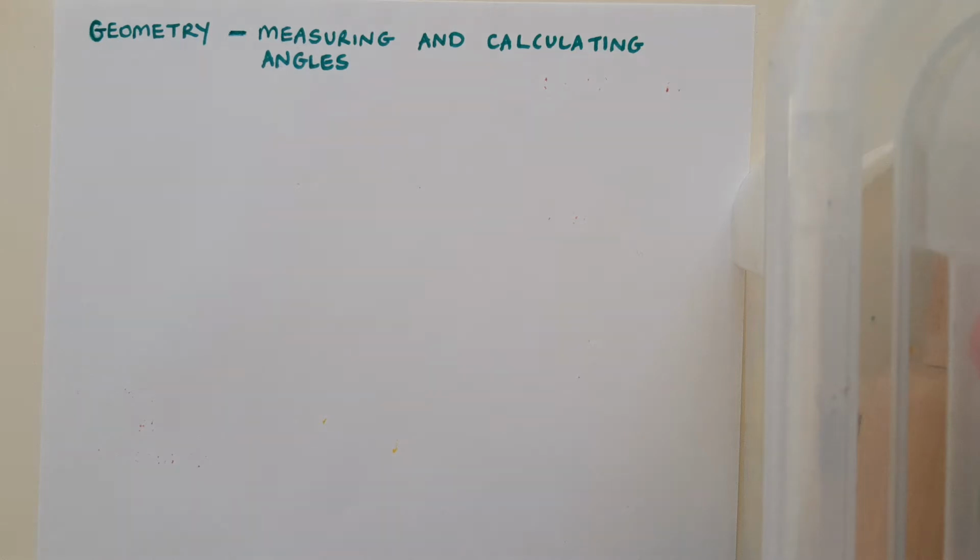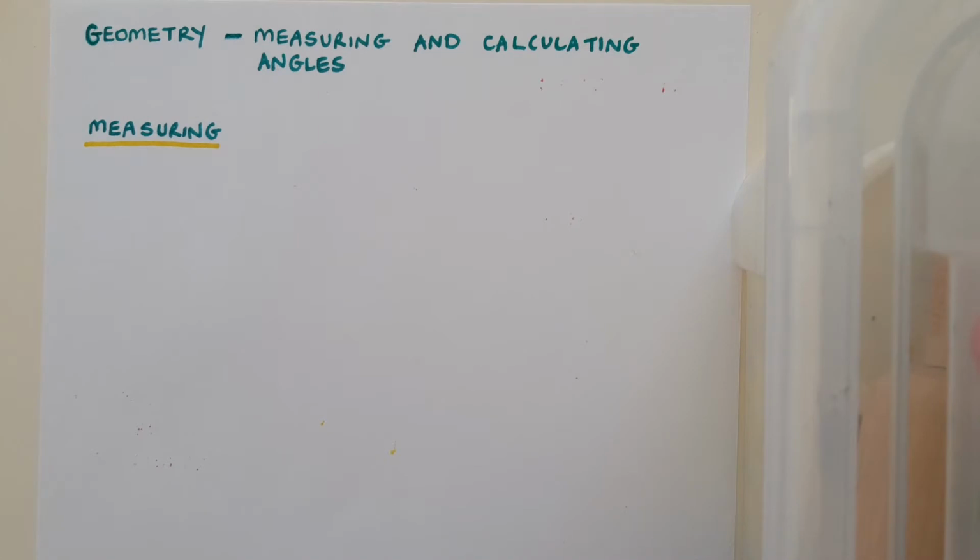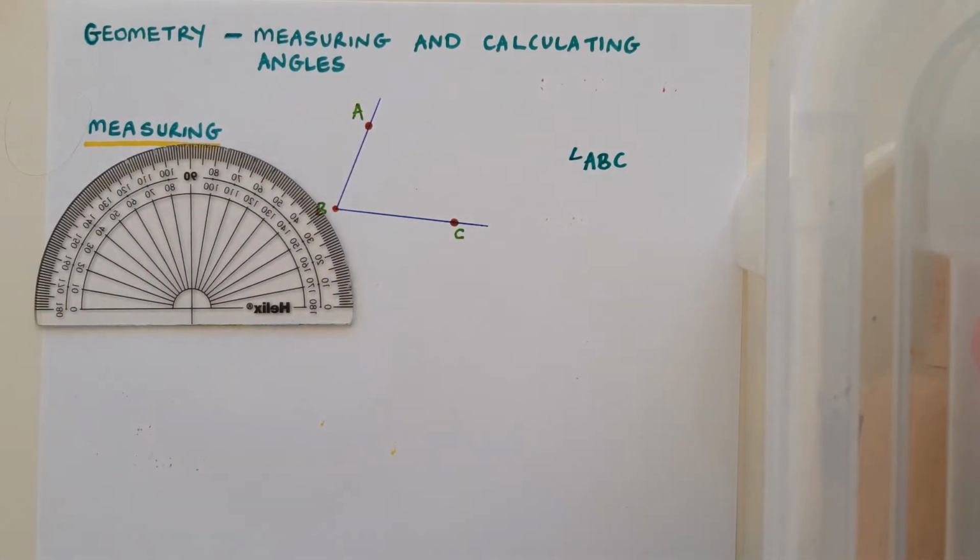This video is about geometry and specifically about measuring and calculating angles. First, let's look at measuring an existing angle. Here I have the angle ABC. To measure the angle ABC, I'm going to use a protractor.